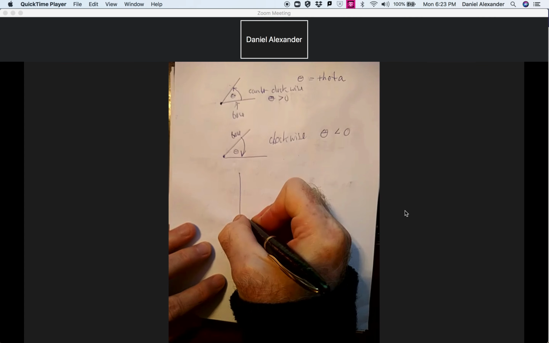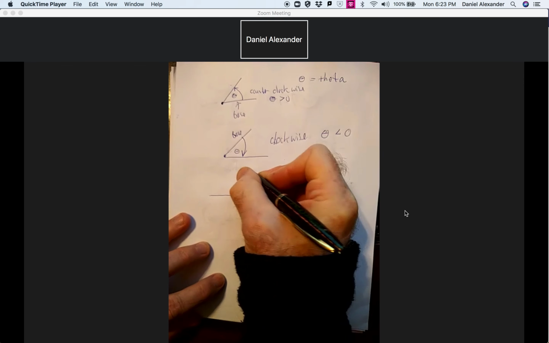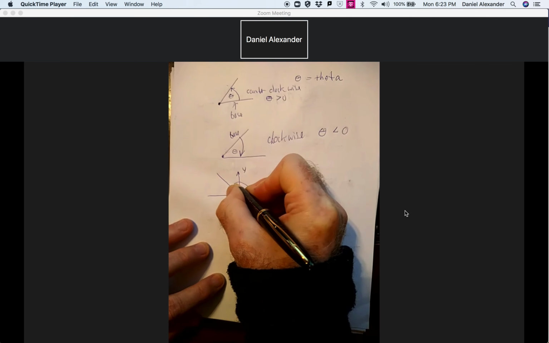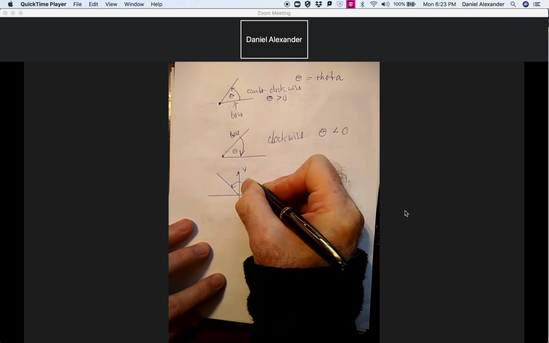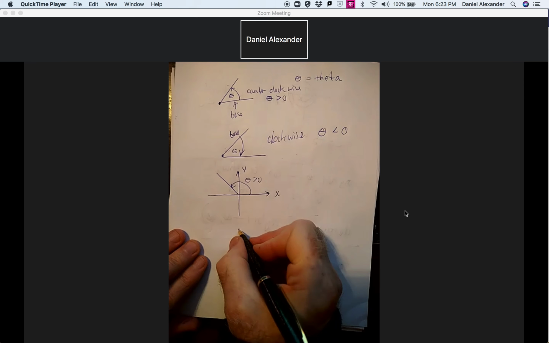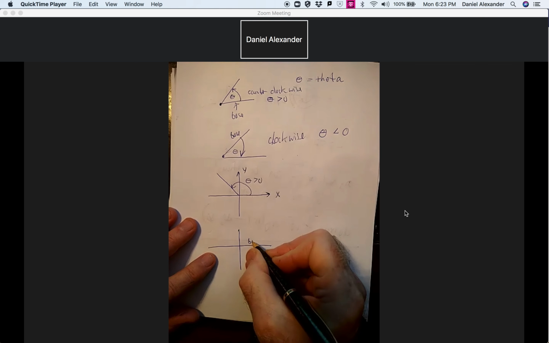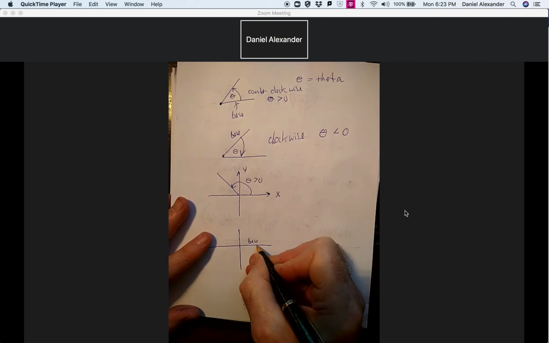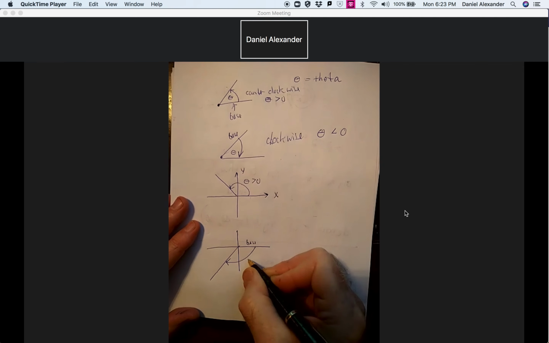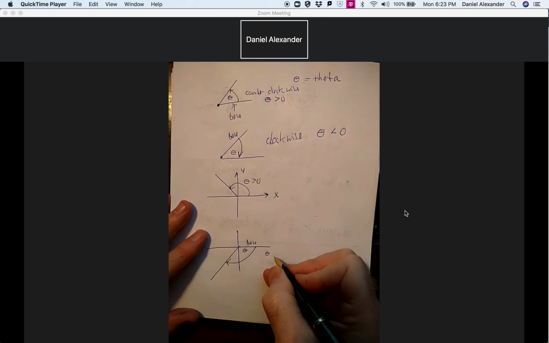Now, where we're going to imagine our angles living is on the xy plane. If I make an angle in this direction, my angle theta is going to be positive because I'm going counterclockwise. And if I make an angle in the opposite direction, using this as the base again, but go in the opposite direction, then this angle theta is going to be less than 0.